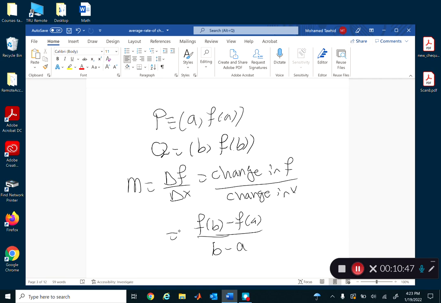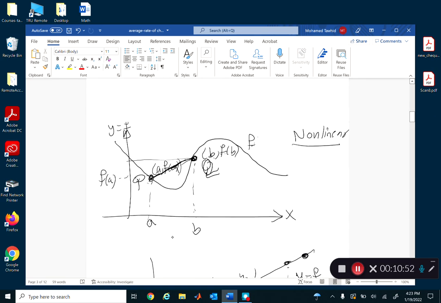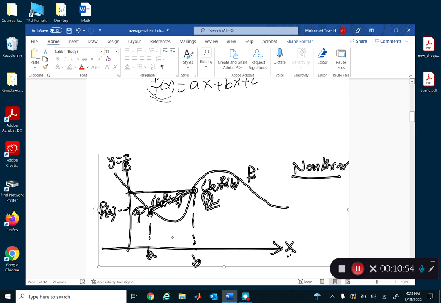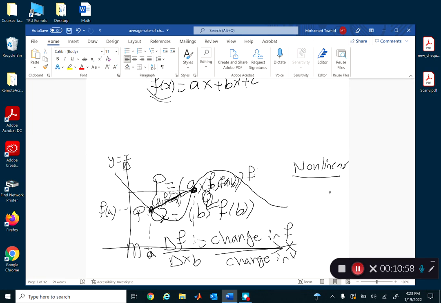So what does this give you, guys? What does it give us here? It gives you the slope of the line connecting P and Q. That is your slope. So it does not give us the slope of your f.